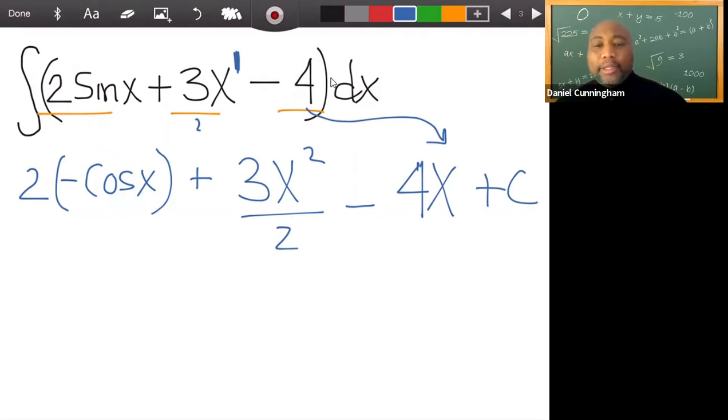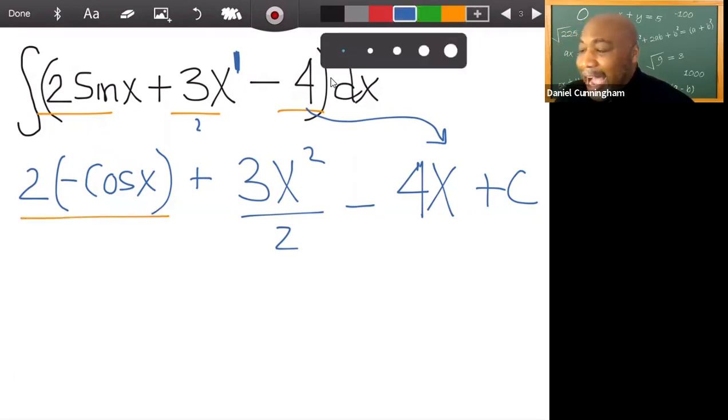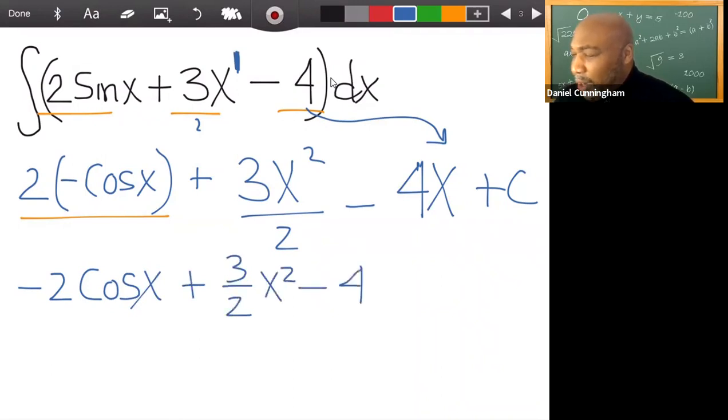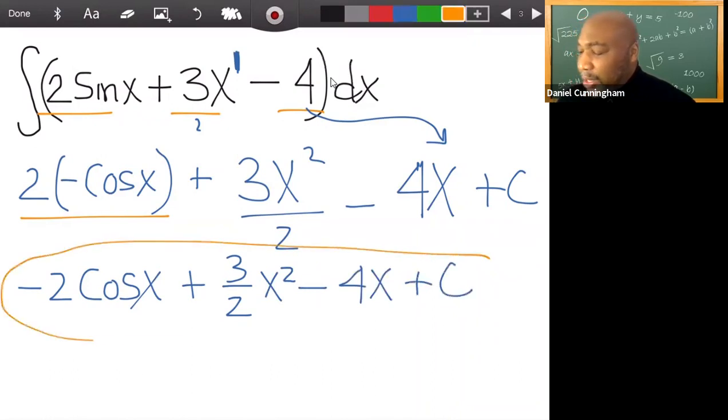Now, how would you write this, Mr. C? Well, I would write it like this as a final answer. For the first piece, I would write it like this: negative 2 times the cosine of x. So write it like that, plus 3/2 x squared minus 4x plus c. And that would be my final answer.